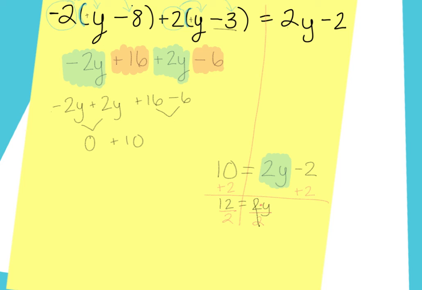2 divided by 2 is just 1. So I'm left with 1y. And then 12 divided by 2 is 6. So I have 6 is equal to y, or y equals 6. Either way, your answer is the same.